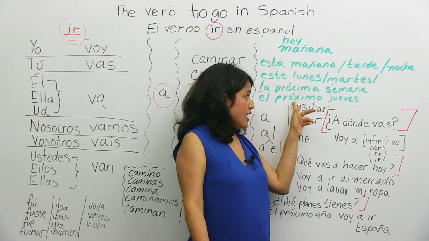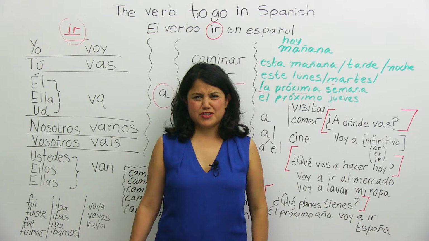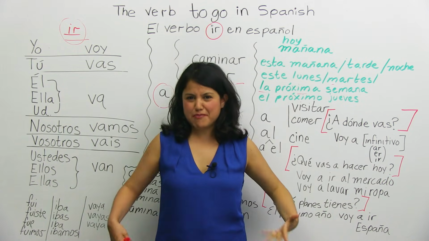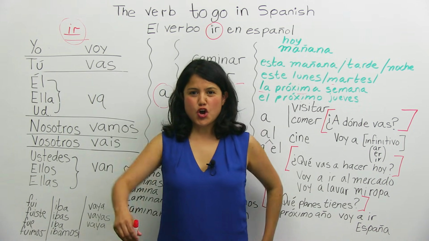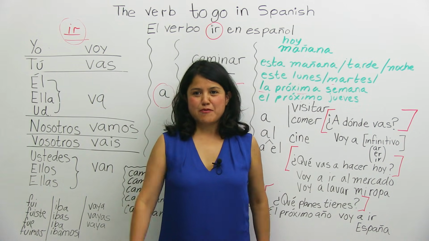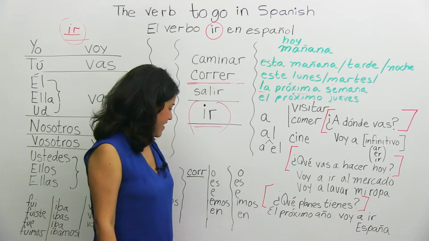Next Thursday, el próximo jueves, I don't know what I'm going to do el próximo jueves. It's too far for me. But you might make it up and say, el próximo jueves voy a ir a correr por el Parque Nacional. Do you understand? Very good.